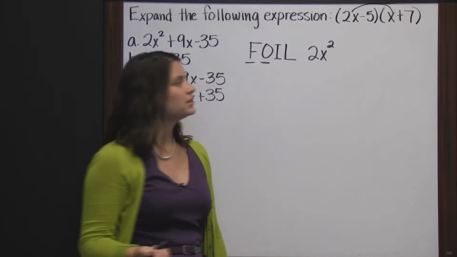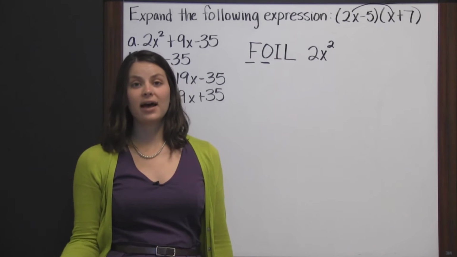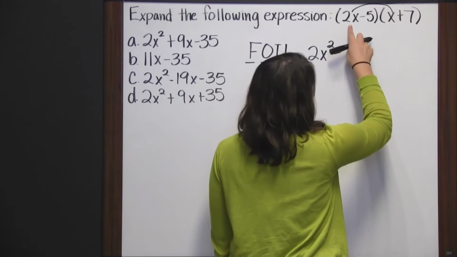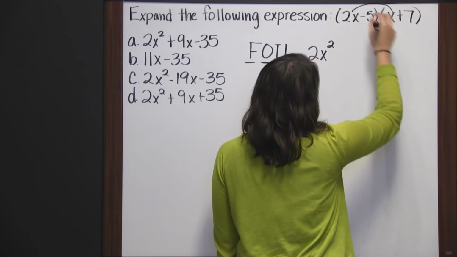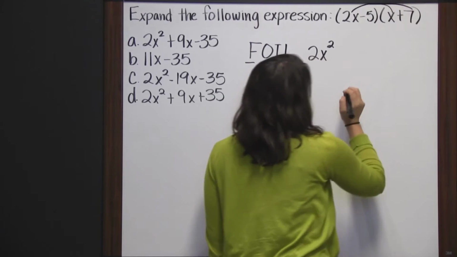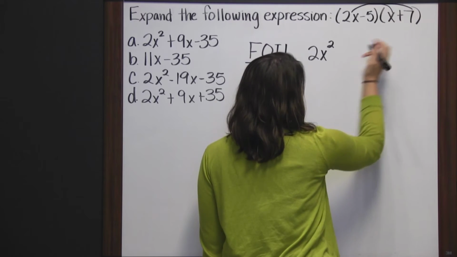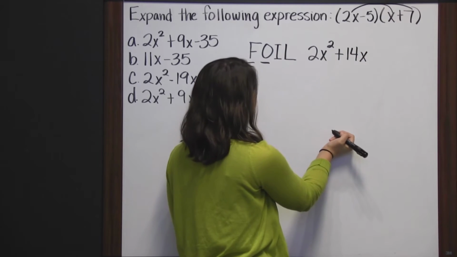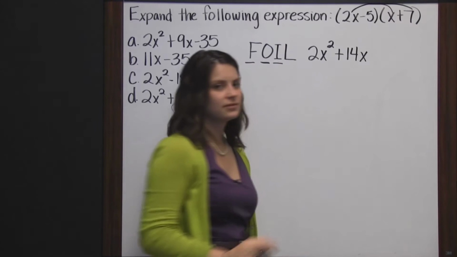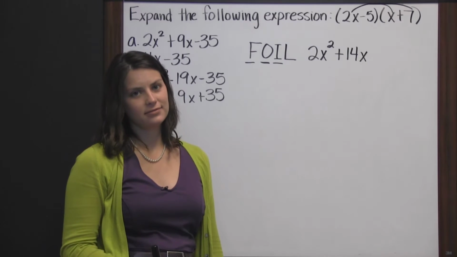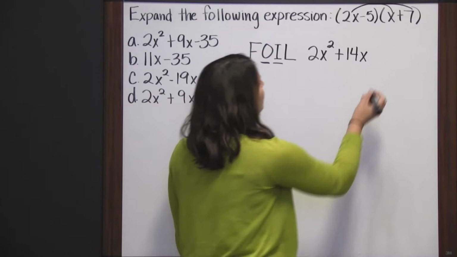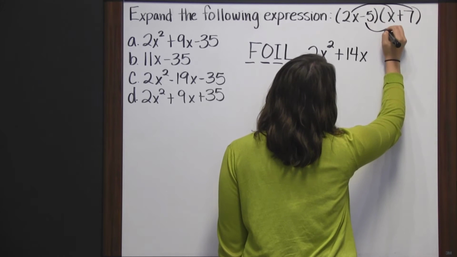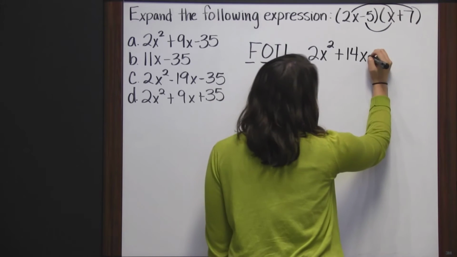The O stands for outer, or outside. So now we're going to multiply the two outside terms, and that's 2x and positive 7. 2x times 7 is 14x, so plus 14x. I stands for inner, or inside. Negative 5 and x are the two inside terms. Negative 5 times x is negative 5x.